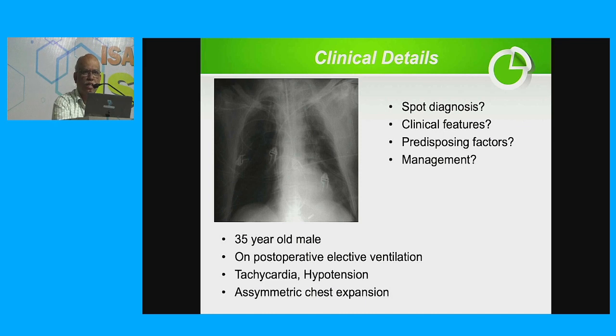So the questions are: what is the spot diagnosis? What are the clinical features? What are the predisposing factors? What are the managements? These sorts of OSCEs are very common in DNB exams. So can you answer these things?